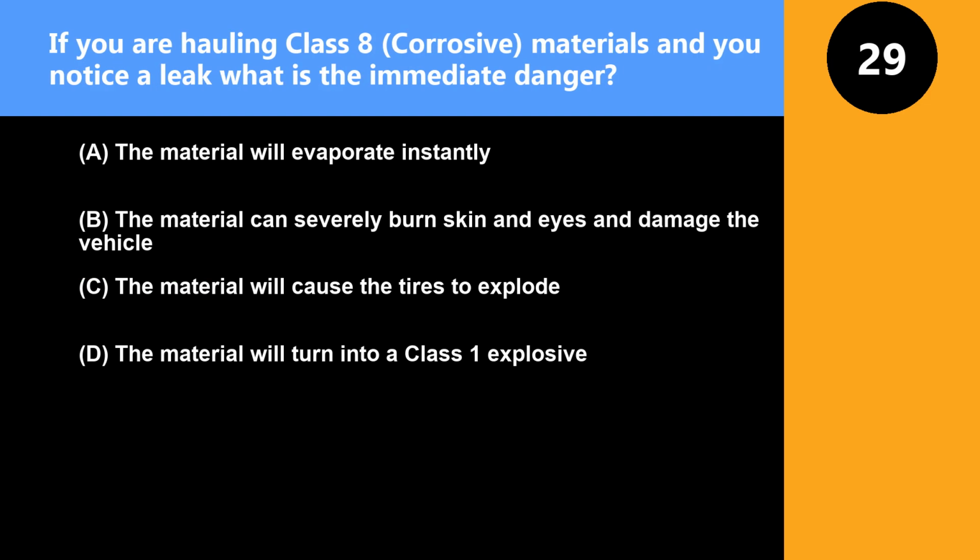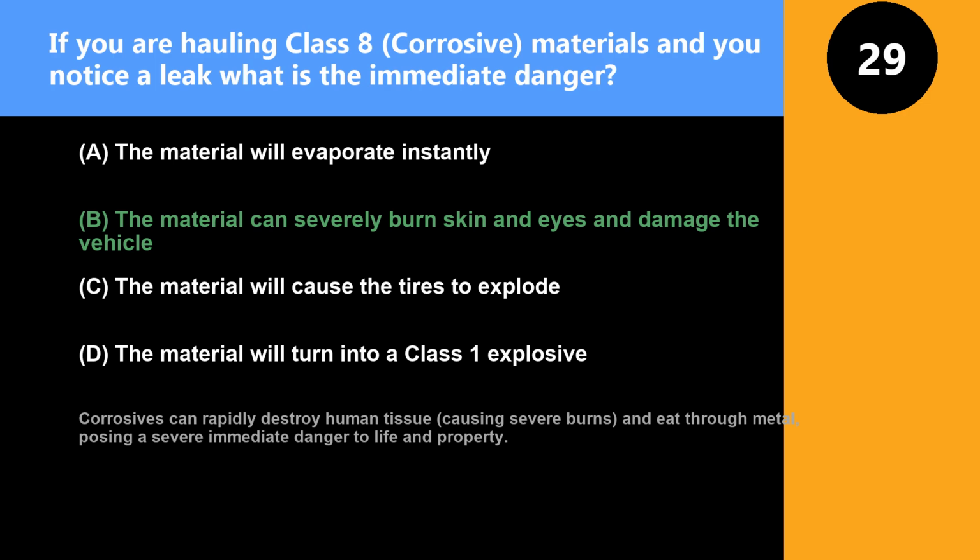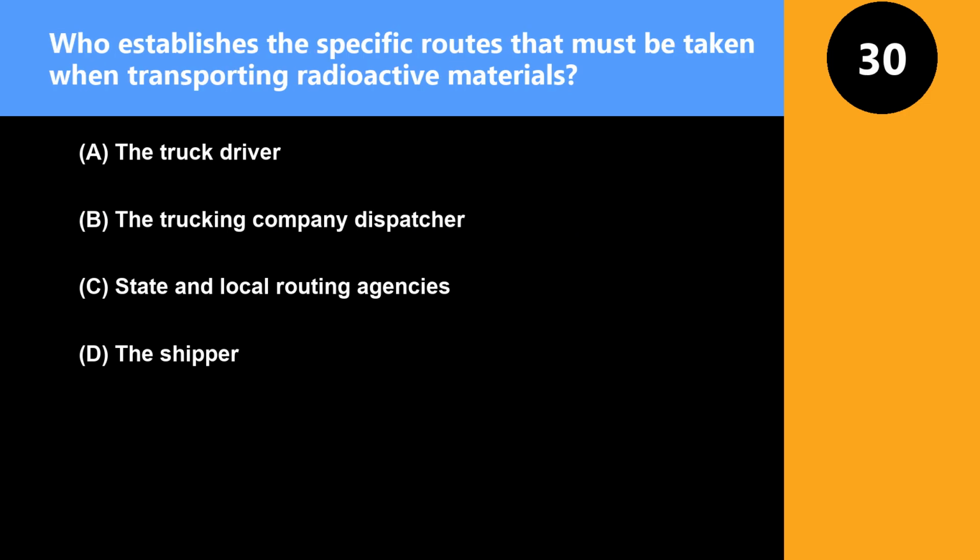Question 29. If you are hauling Class 8, corrosive, materials and you notice a leak, what is the immediate danger? Option A, the material will evaporate instantly. Option B, the material can severely burn skin and eyes and damage the vehicle. Option C, the material will cause the tires to explode. Option D, the material will turn into a Class 1 explosive. The correct answer is option B. The material can severely burn skin and eyes and damage the vehicle. Corrosives can rapidly destroy human tissue, causing severe burns, and eat through metal, posing a severe immediate danger to life and property.